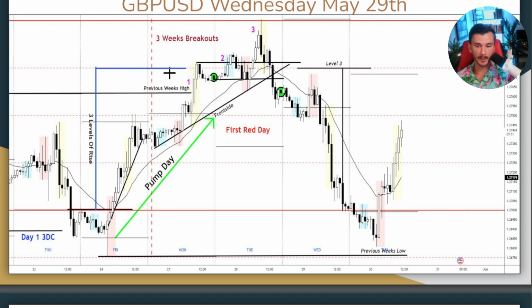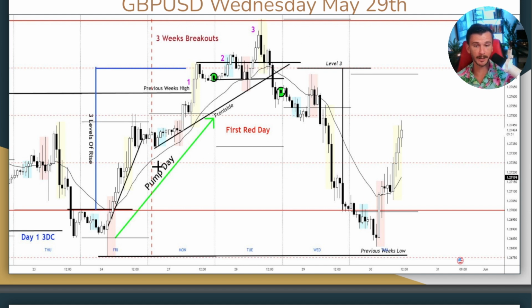Some other things that I want to point out on both of these examples, the pound and the NASDAQ, there are 3 weeks of breakouts to the upside, 3 weeks of rise, basically displaying an overextended market, and then winding up with 2 to 3 days of breakouts on this week's template.